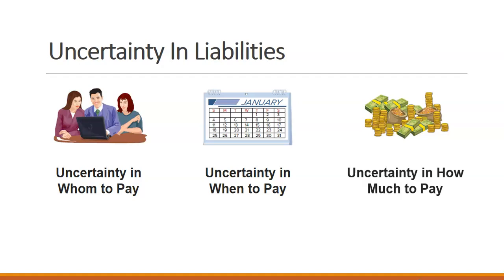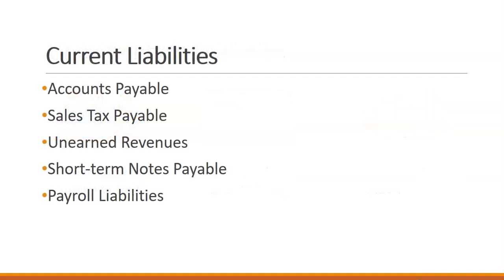We also have liabilities that have very exact amounts, like our accounts payable, our sales tax payable, any unearned revenues, short-term notes payable, and some of the payroll liabilities. As I said, vacation and bonuses and stuff are estimated liabilities, as we'll see later in this chapter. So we're going to go through a wide variety of transactions that happen in current liabilities.